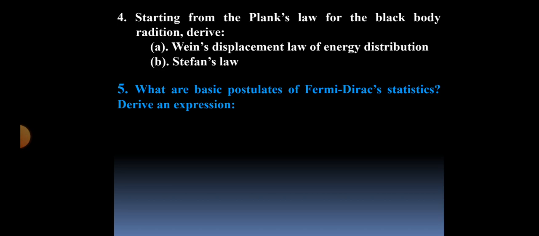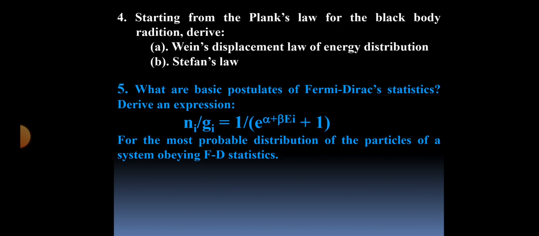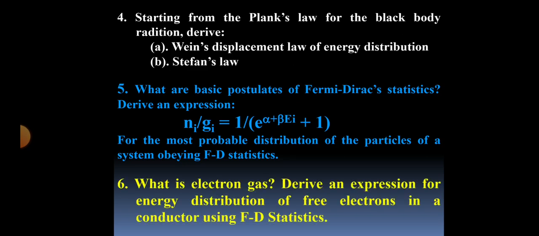Question number 5, what are the basic postulates of Fermi-Dirac statistics? Derive an expression for the occupation index, given like this expression, for the most probable distribution of the particles of a system obeying FD statistics. Question number 6 is, what is electron gas? It is also called Fermi gas or Fermi cloud. Derive an expression for energy distribution of free electrons in a conductor using FD statistics.